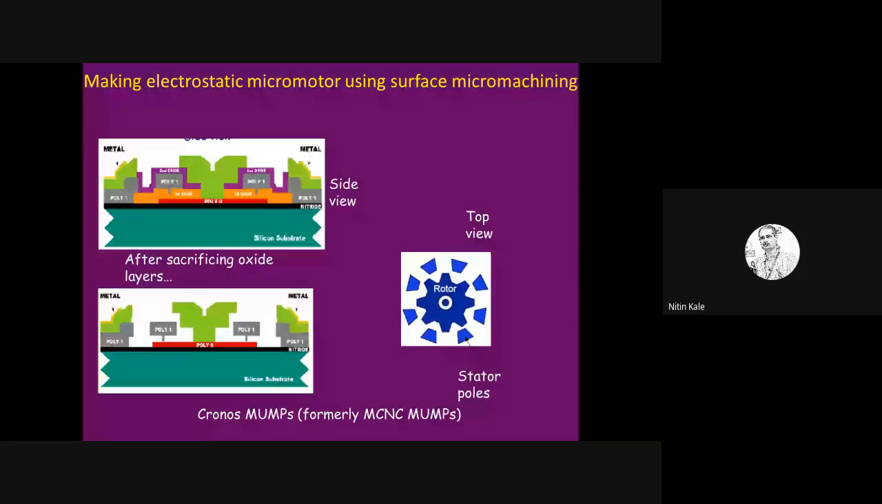Here is an example of how you will make a micro motor. What you have done is you have added a lot of stuff here, and then you have removed. So now if this is the rotor, this can move, and you can control the rotation by applying voltages on the poly 1 and poly 2 electrodes. So from the top view, it looks like this.